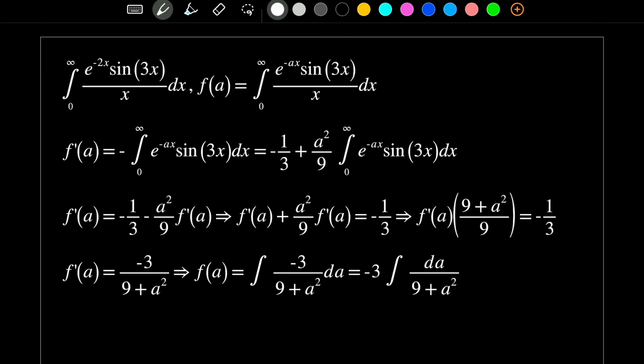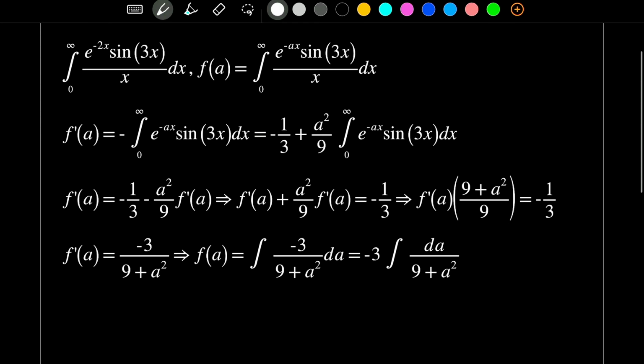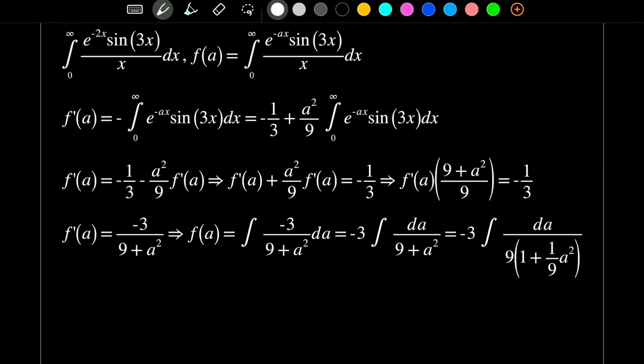Now, this is a fairly standard integral, but I'll go through the solve anyways. So what are we going to do? We're actually going to factor out a 9 here. So we're going to get minus 3 times the integral of dA over 9 times 1 plus 1 over 9 a squared. Now, the next step is to bring in this 1 over 9 into this square. So we're going to get 1 over 3 times a squared.